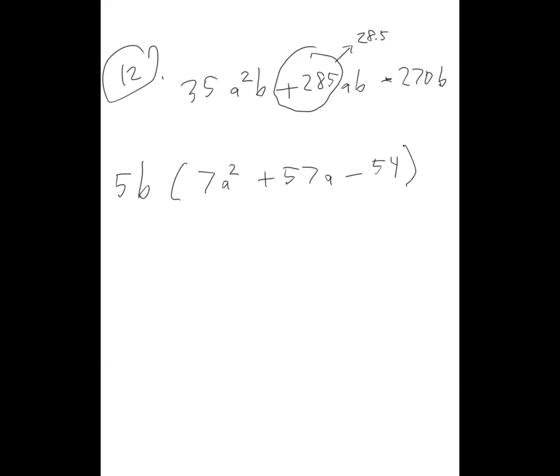So I made the problem easier by taking out a b. So 5b parentheses 7a squared minus 57a minus 54. Now I've converted it into the rainbow type of problem. Remember, where you have to drop the square off of the 7a squared. So just write 7a and 7a.